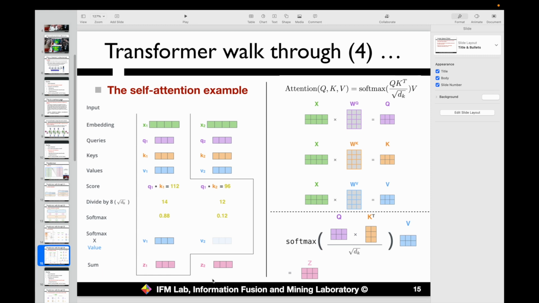In a similar way, we can also learn the representation for Z2. We can also calculate scores. However, here we have to change Q1 to Q2 instead. And we can calculate the scores of different inputs in learning the Z2 vector in a very similar way.